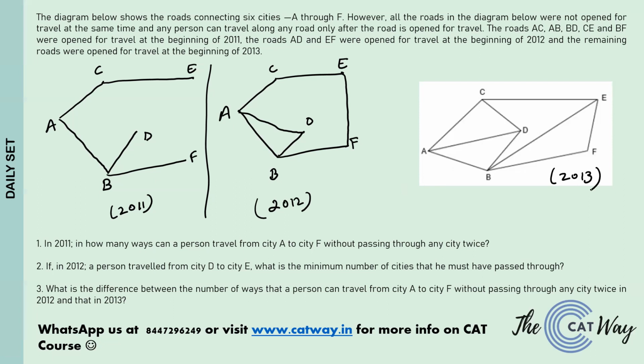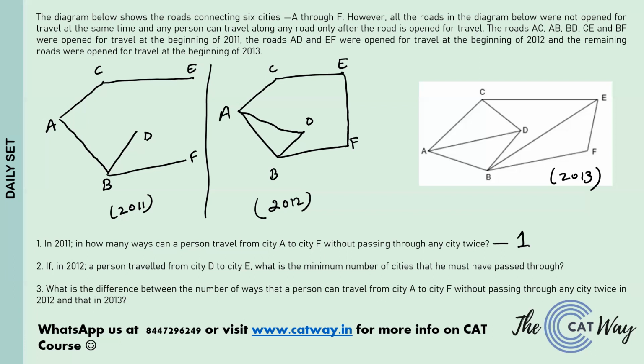So what do we have in 2011? In how many ways can a person travel from A to F without passing through any city twice? We have to go from A to F. There are only two places where we can go from A, that is C and B. From B, we can go to D, or we can go to F. And from C, there's only one option, to go to E. Out of these, there's only one option that actually leads us to F. So the correct answer for question number 1 is: there is only one way.